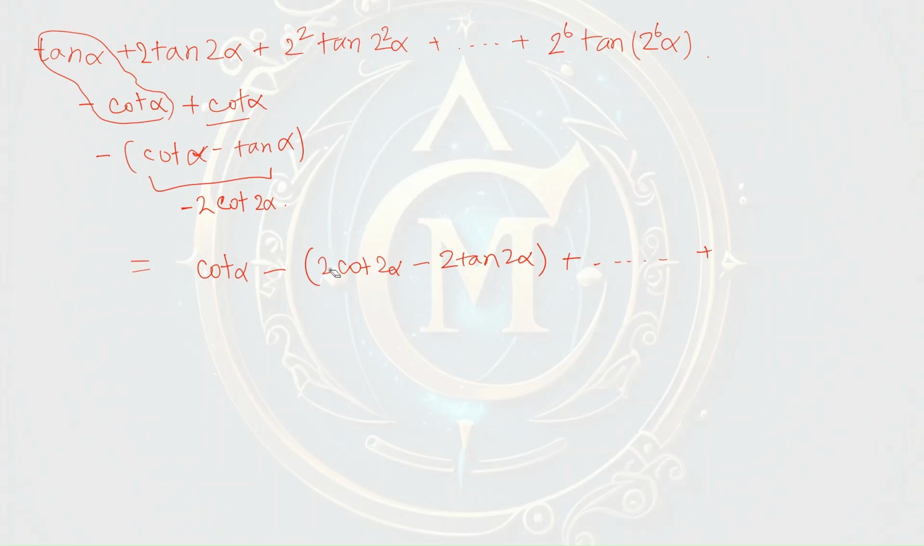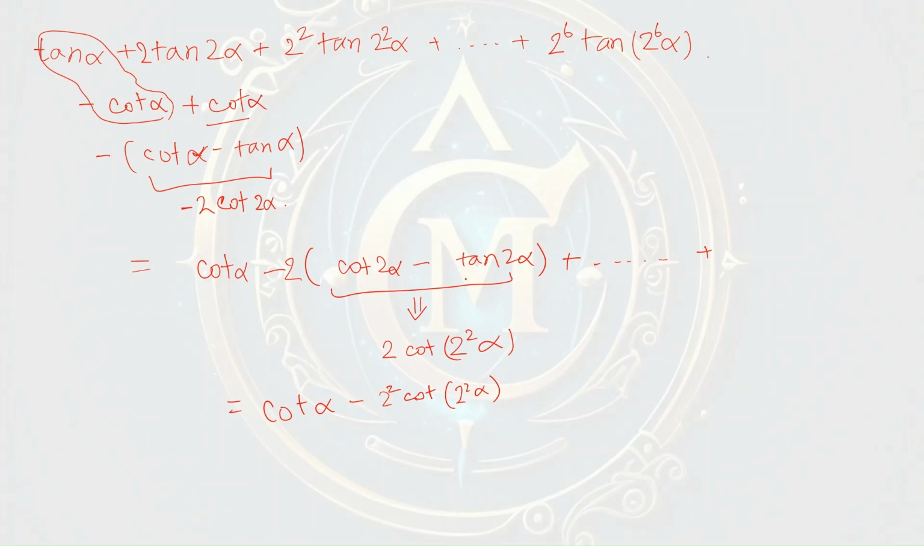Now here we can take these two common, we can again apply the relation here, that is it will become 2 cot 2 square alpha, and because of this 2 outside it will be 2 square, so this will be cot alpha minus 2 square cot of 2 square alpha, and then again there is a term containing 2 square tan 2 square alpha with a plus sign.